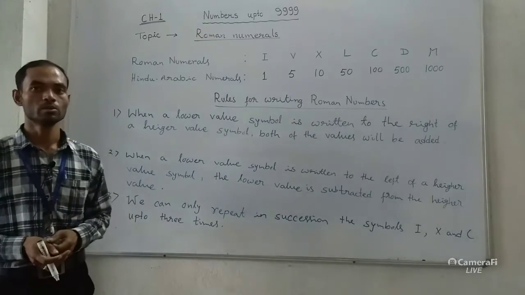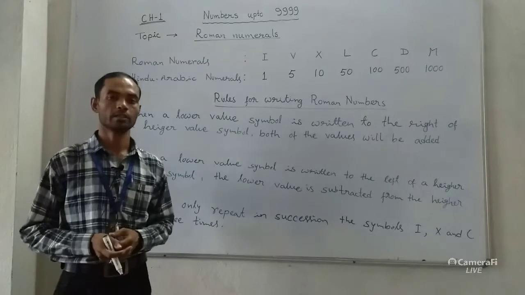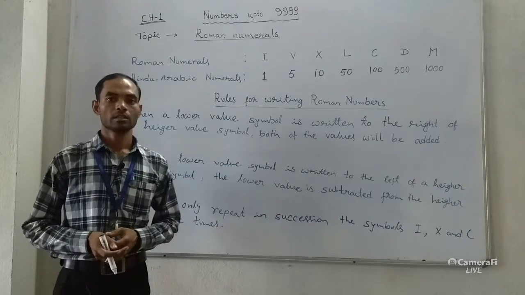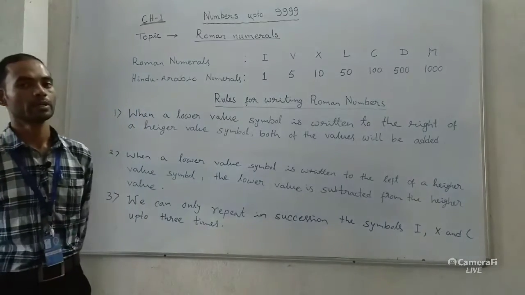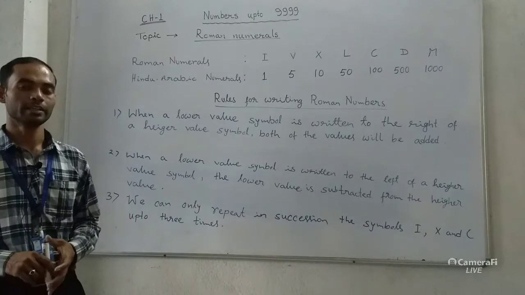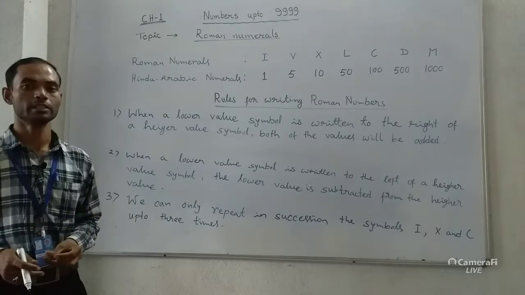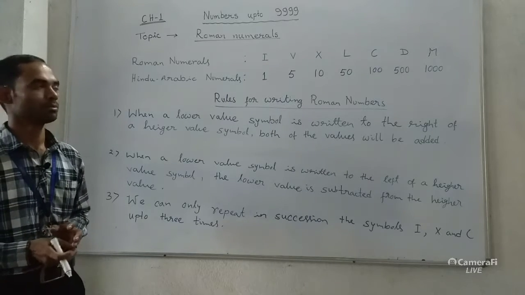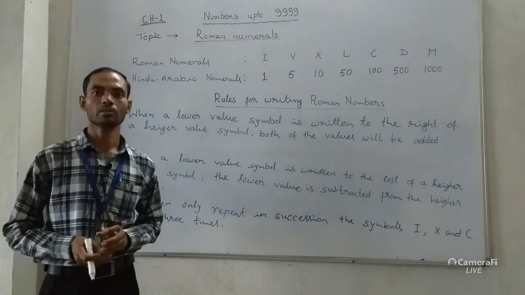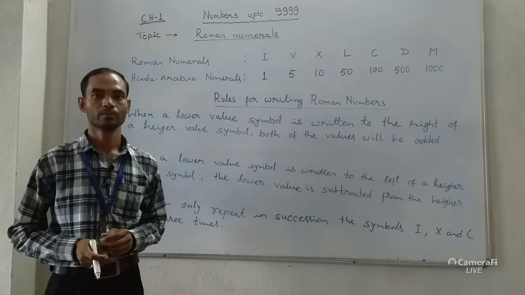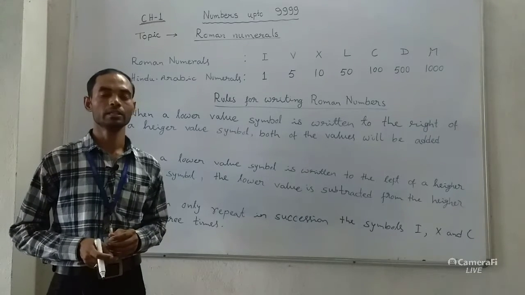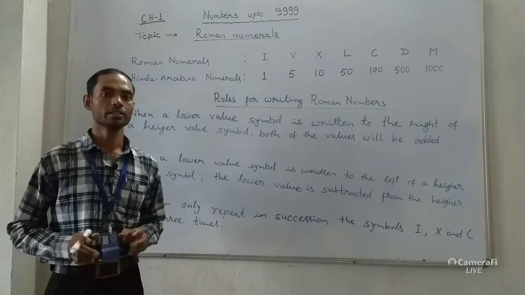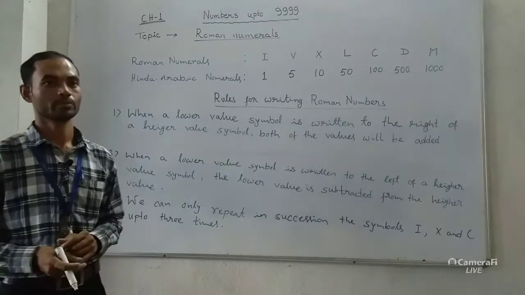Generally in numbers we use some digits. The digits are 10 digits: 0, 1, 2, 3, 4, 5, 6, 7, 8 and 9. These are the 10 digits and we use these digits to represent a number. Now in this topic we will represent the number with different symbols, and the symbols will be English alphabet letters.